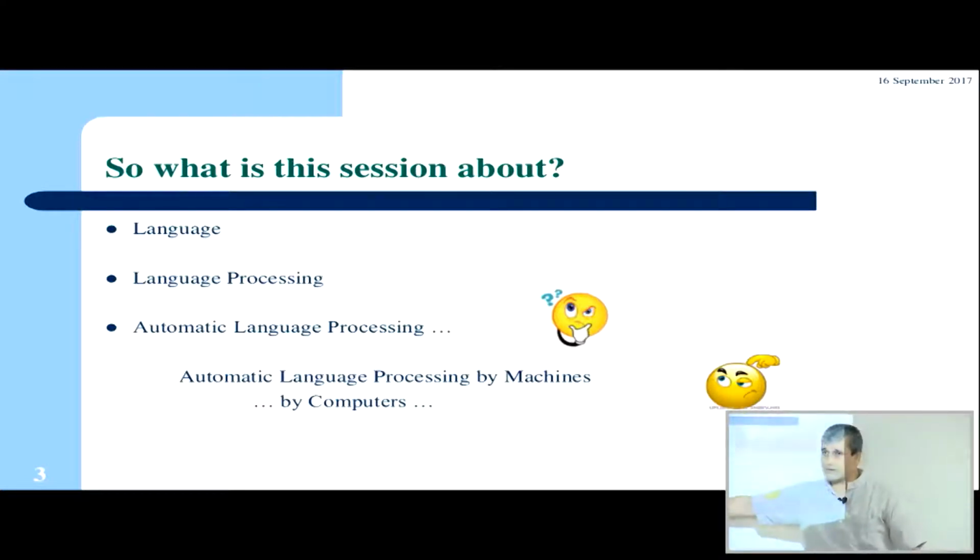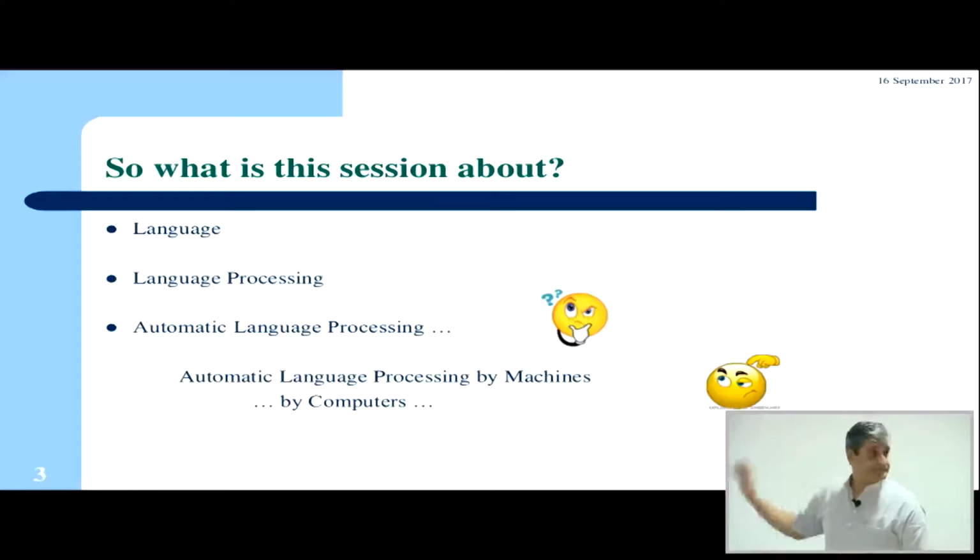We have not yet arrived at computers. I would have loved to have the PPS playing here, so I could play the animations, but anyway, ignore this, you are not reading this. So, automatic language processing by machines.